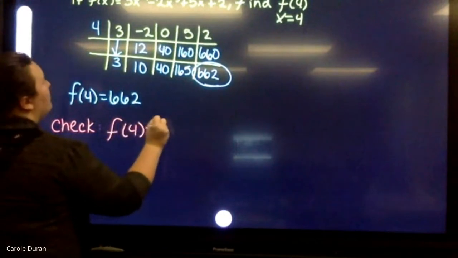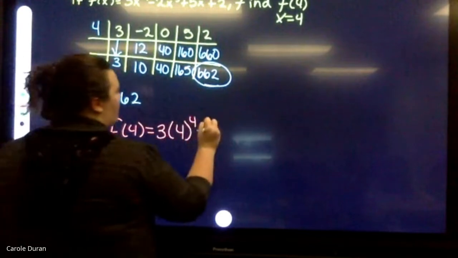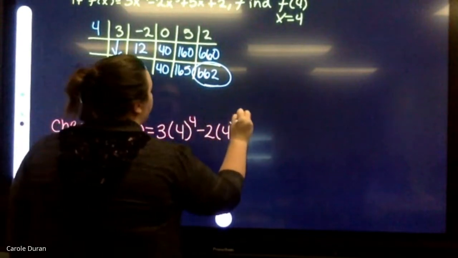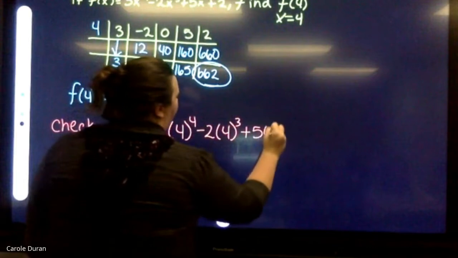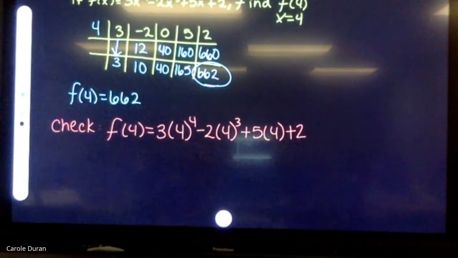So f of 4 equals 3 times 4 to the 4th power minus 2 times 4 to the 3rd power plus 5 times 4 plus 2. This is just evaluating to check to make sure that that's the correct answer.